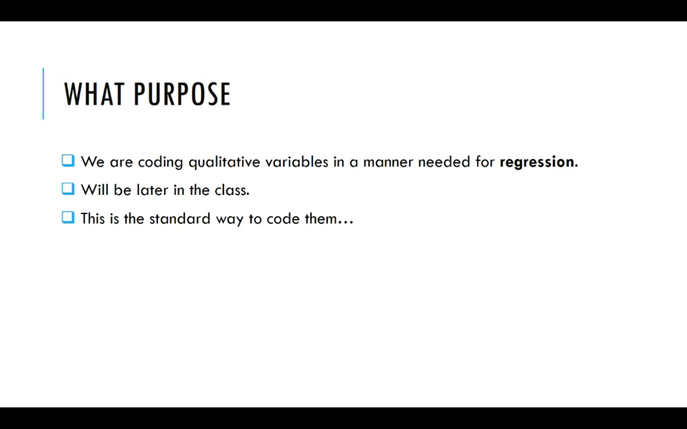And so what we're doing is the standard way of coding these variables. And to do that, we have to have an omitted category. You're going to understand later why I need that omitted category, and does it matter which the omitted category is? Well, to some degree, yes, because it changes the way we interpret things, but it doesn't matter statistically.